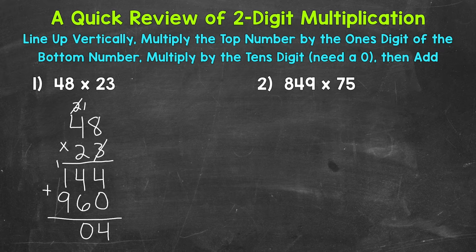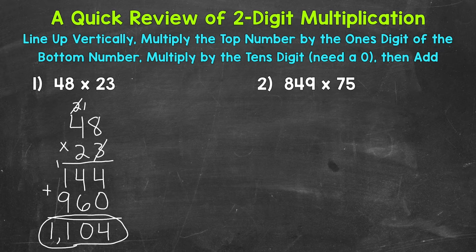And then for the hundreds place, we have 1 plus 1 plus 9. So 1 plus 1 is 2, plus 9 is 11. So we can put our 1 here, and then we carry a 1 over to the thousands place, and it's all by itself, so we can bring it straight down, and we end up with 1,104, and that's our final answer.